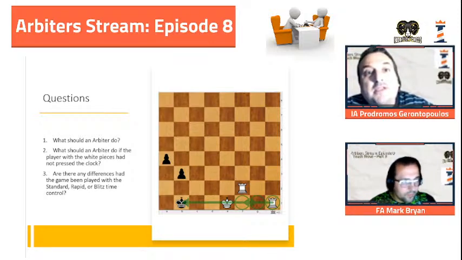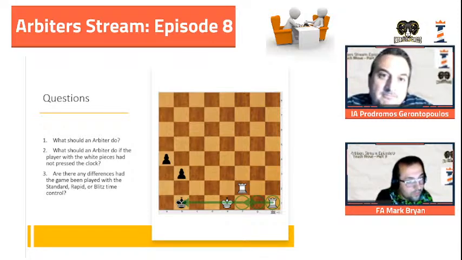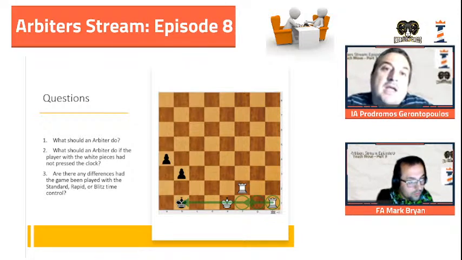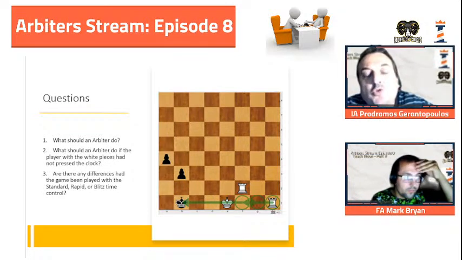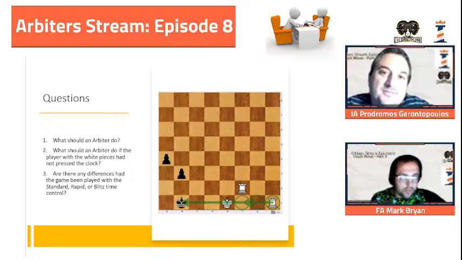If the player with the black pieces claims that the rook on the h1 square has already moved to other squares and then gone back to the first position, how can you prove that? If it's a standard game, you can find out from the score sheet. But in a rapid or a blitz game, without the arbiter present or without score sheets, how can you prove it? The player with the black pieces will claim that yes, the rook has already moved. This is why I said it's for seminars. This is a diagram for seminars.